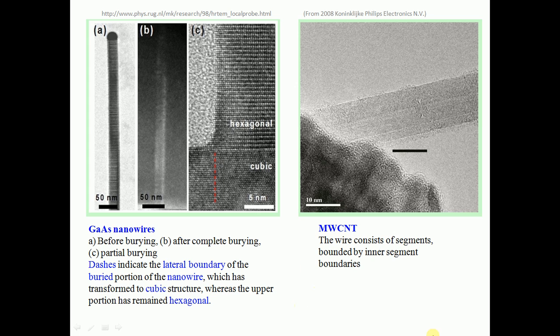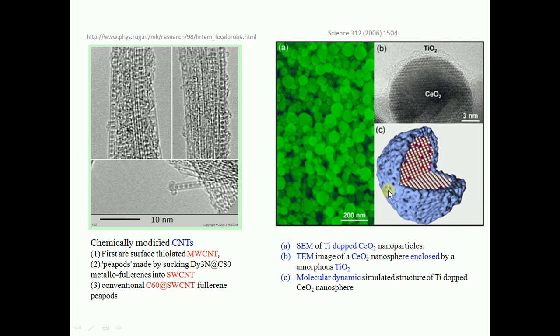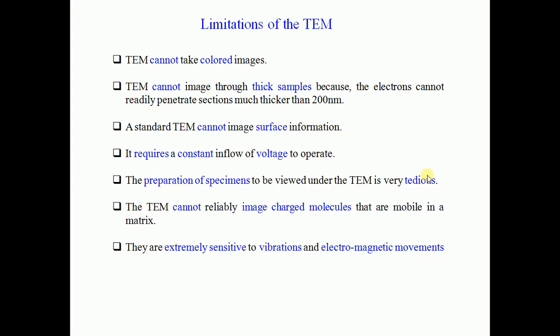And this is another HRTEM image of a multi-walled carbon nanotube. This is also a chemically modified carbon nanotube. I have gathered some pictures for your information, on what can be studied. This is an SEM image of Ti-doped CeO2. This is a TEM image of CeO2, and this is molecular dynamics based upon the HRTEM. So such kind of study is possible with the help of HRTEM.